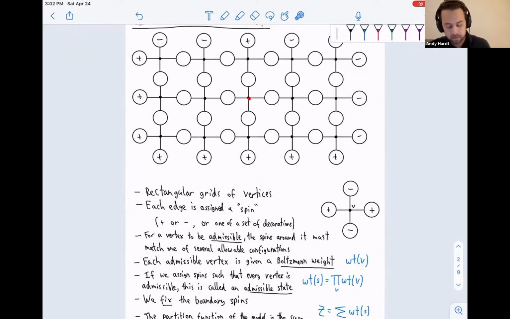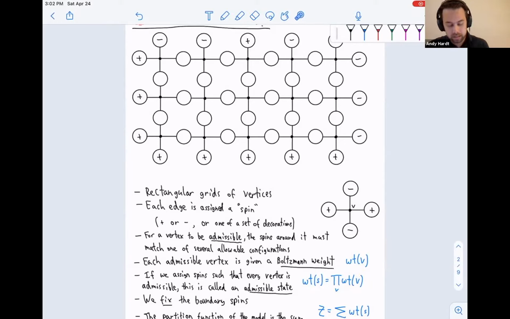And so if you look at a given vertex, you can look at the four spins around it, and it would create a vertex like this. And so we have here a minus, a plus, a minus, a plus going from the top clockwise. And so we call a vertex admissible if it is one of several allowable configurations. And the set of allowable configurations depends on our lattice model. In general, these can be from any sort of table that we come up with. And if something is an admissible vertex, we give it a weight called a Boltzmann weight.